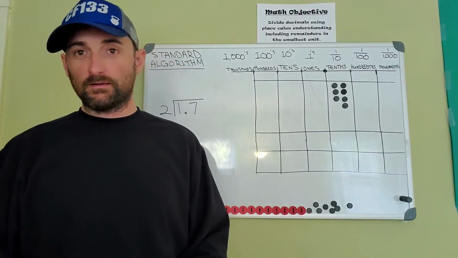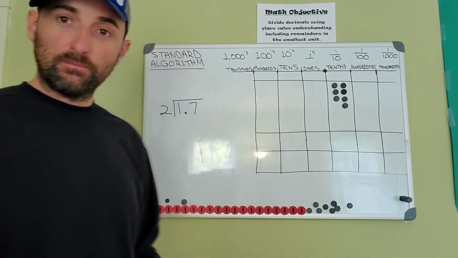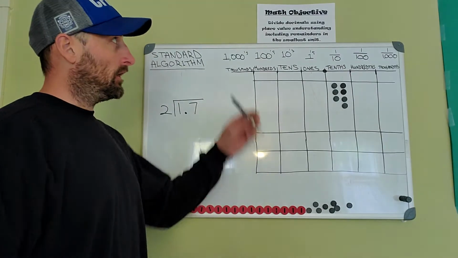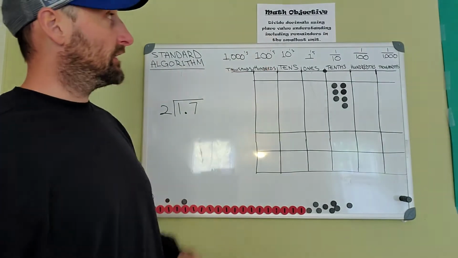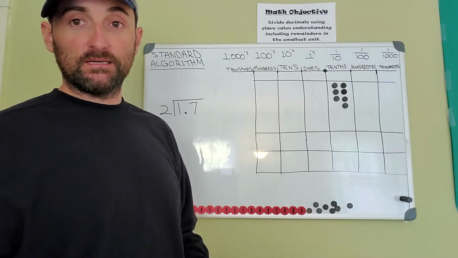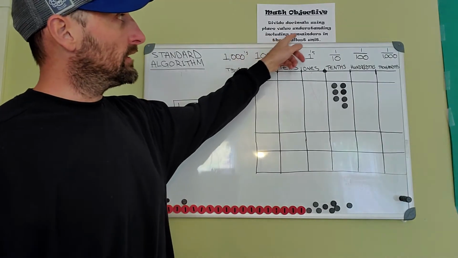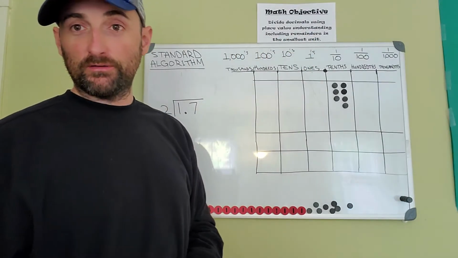Hi guys, today we are on lesson 15 in module 1 of Engage New York. Our objective today is to divide decimals using place value understanding, including remainders in the smallest unit.